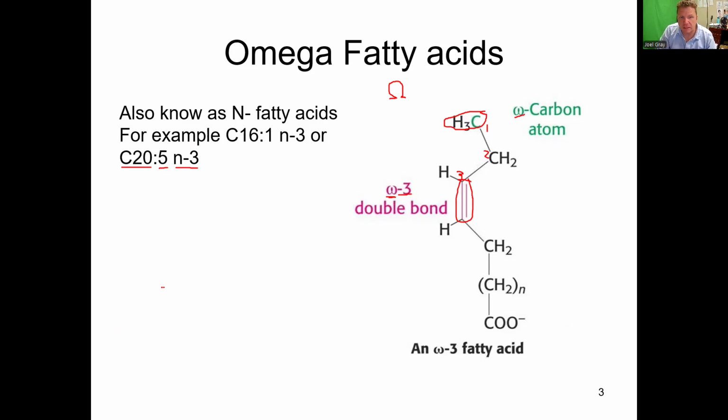Instead, what you need to do with this is say, okay, here's carbon 18 or 20. That's 20, 19, 18, 17, 16. Okay, so if we go with this as number 20, n minus 3. I did not draw 20 carbons there. I'm just starting from one end. I'm going to say 1, 2, 3. So there's one double bond.